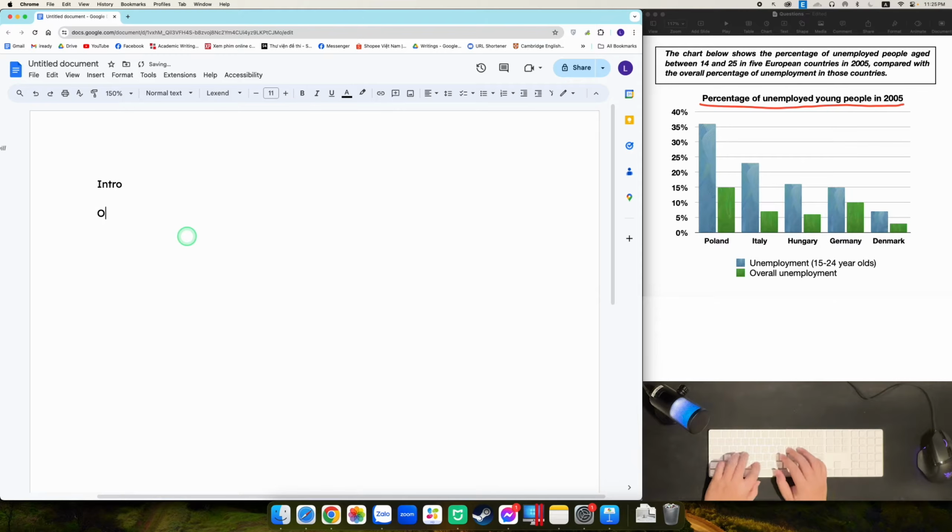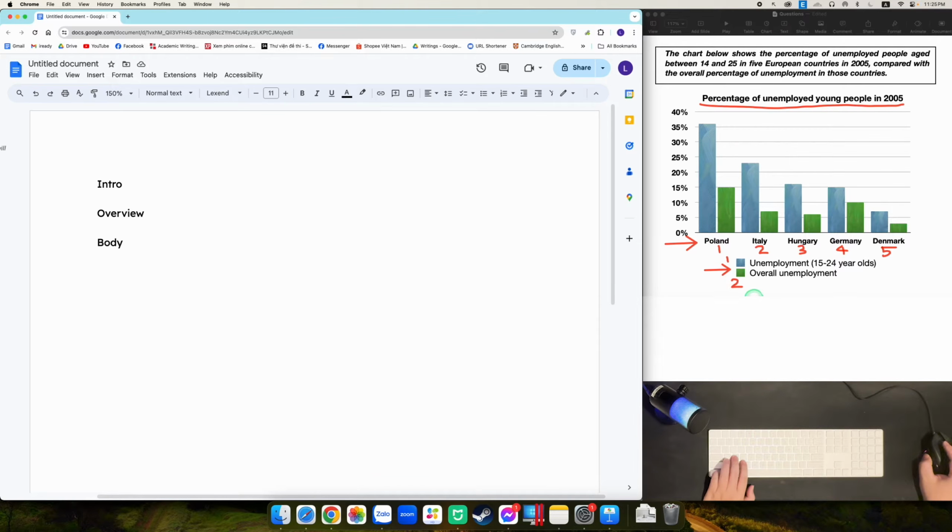As usual, we'll have the introduction, the overview, and body paragraphs. For questions like this, a method I use to figure out how to divide the data into paragraphs is that I separate by the categories that have fewer components. For example, in this question, they give us two kinds of categories. One is the countries, and the other is the age group. For the country, there are 5 of them, and for the age group, there are only 2.